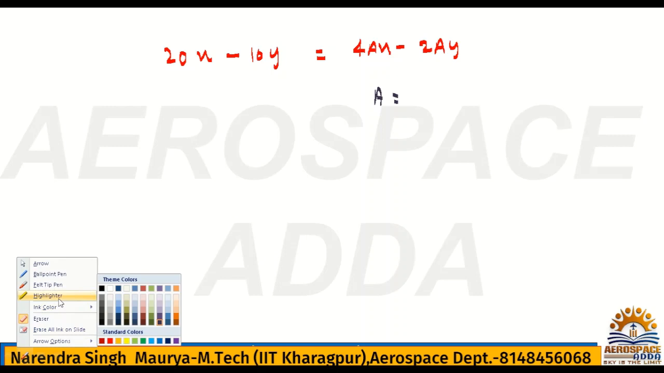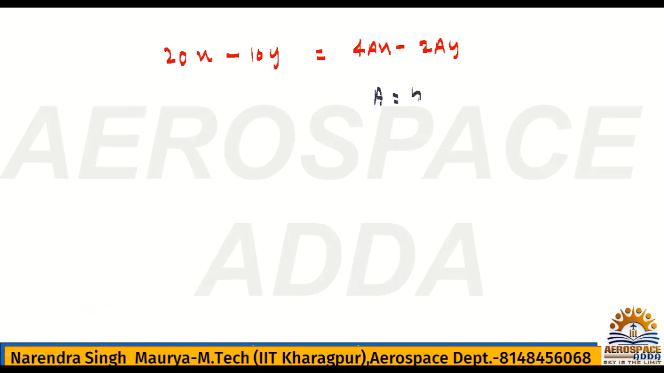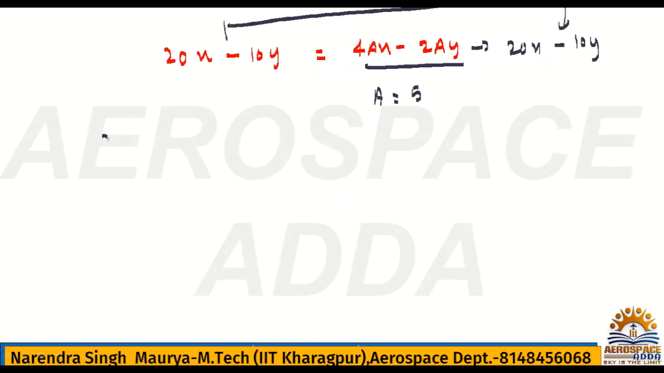Otherwise, I will tell you another method also. A is equal to 5. So what you will get? If you keep here A is equal to 5, then what value you will get? 4A, it was 20x minus A is 5, hence 10y. Check this value you are getting. Otherwise, you take the x coefficients, it is 20 on both sides, and the x coefficient here is nothing but 4a.